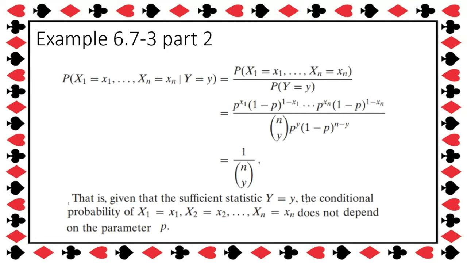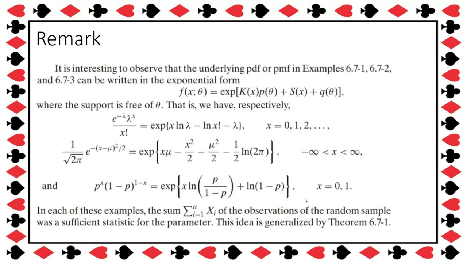All right, so this is saying that given the y value, the conditional probability of having all these x's does not depend on p. Okay, so in the final result, the p was canceled. So given the y, all you have is y, and there's no p left. All right.